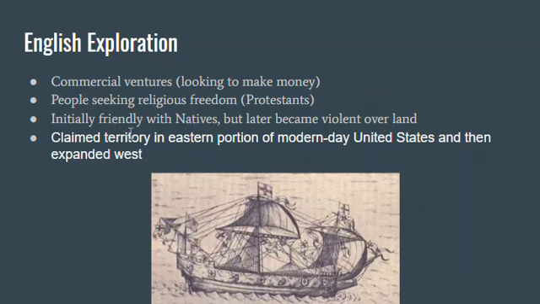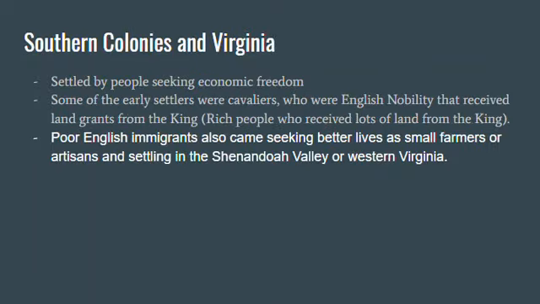And the English were initially friendly with the natives, but they became violent over land. So a lot of the English wanted to take the land. And they claimed territory in the eastern portion of modern-day United States, and then they eventually expanded west. But it started off in eastern United States. So now, remember the three colonies I was telling you about? There's the southern colonies, the mid-Atlantic colonies, and the New England colonies.